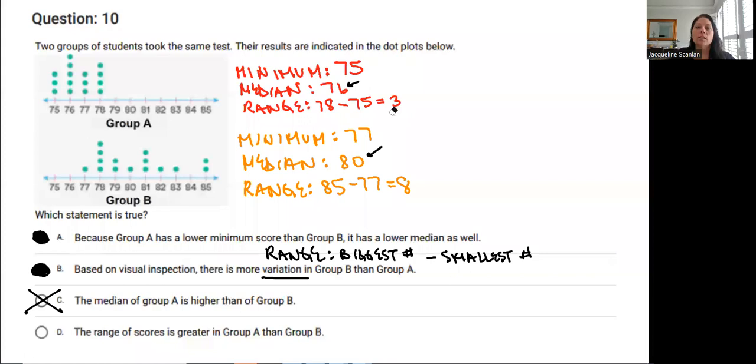All right, let's check D. Answer choice D says the range of scores is greater in group A than group B. The range of scores is greater in group A than group B. 3 is not greater than 8, so that is false. So I would say that D is false. So I would take A or B as correct answers. Pause the video, copy down what you'd like.